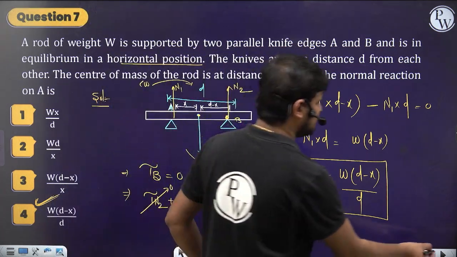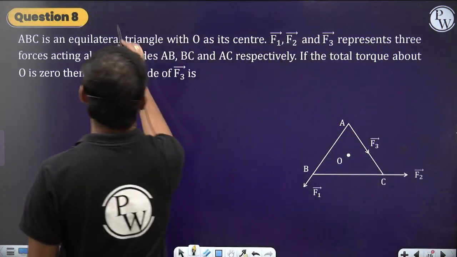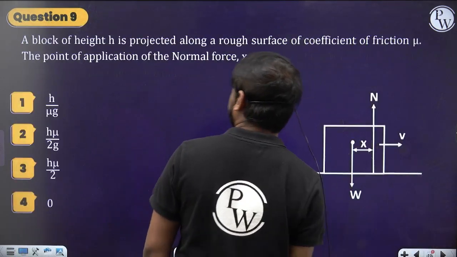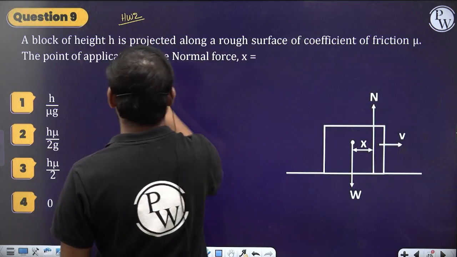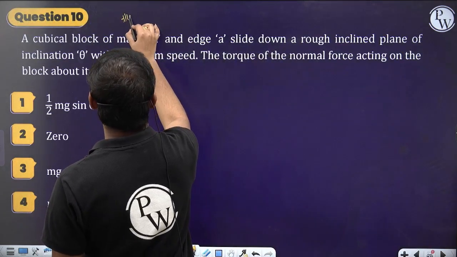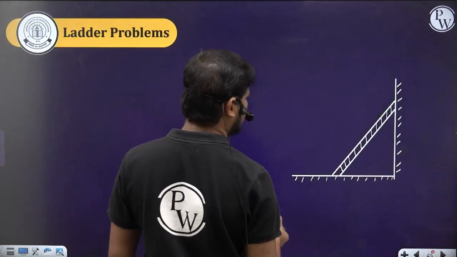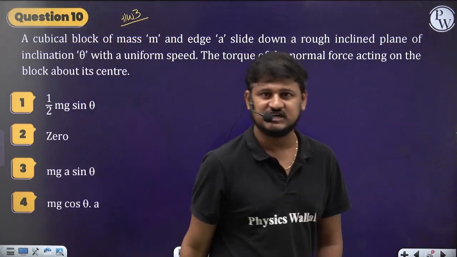I am giving some questions as homework, four questions. Try to solve these, guys. This is homework 1, this is homework 2, and this is homework 3. If you are not getting them, I will solve them in the next session. And these are the ladder problems. We'll discuss only the 3 homework questions; ladder problems we'll discuss in the next session.